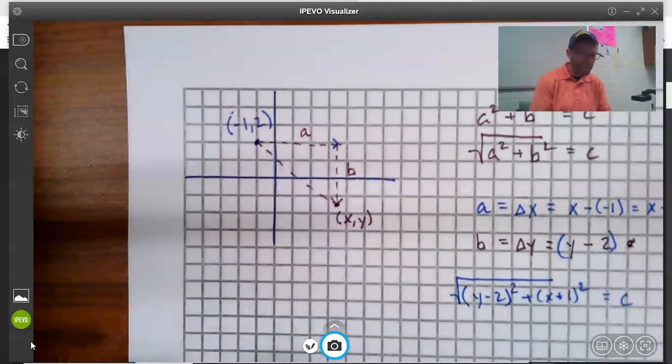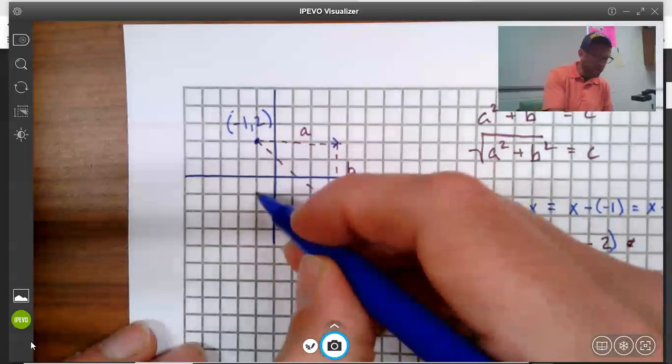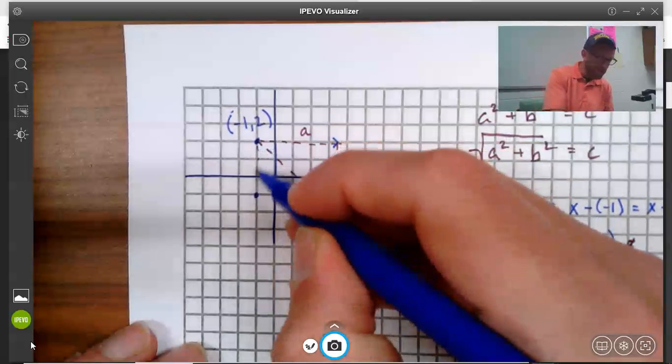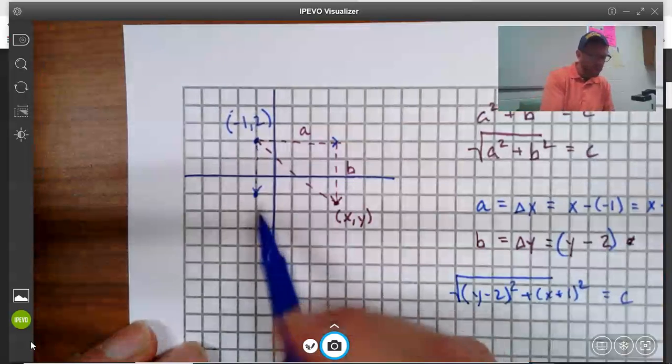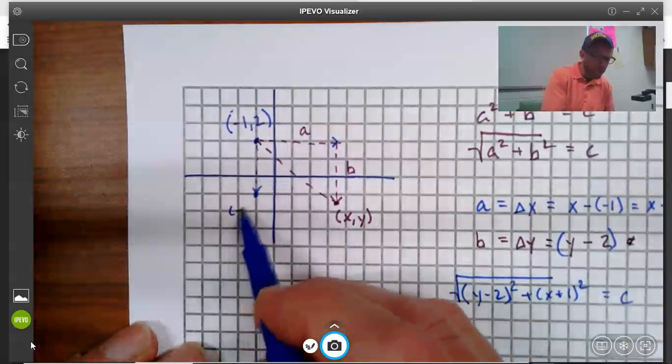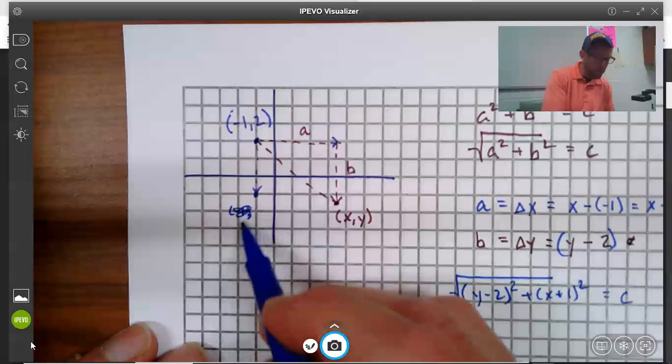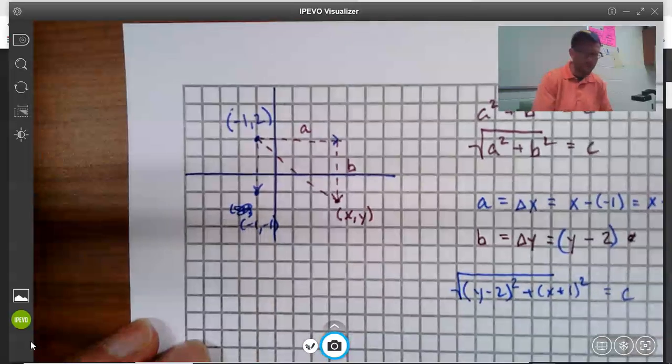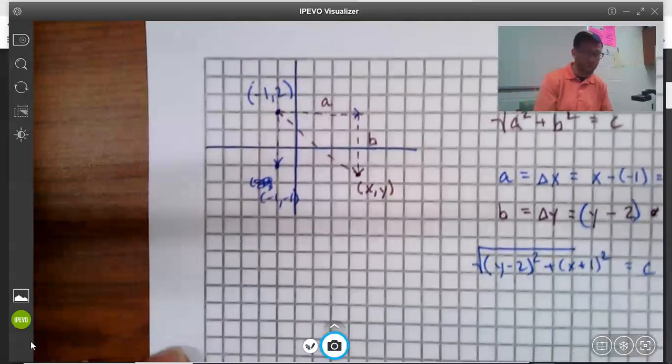So let's test our formula out. Let's pick an actual point. Say, for example, if I travel straight down to here. So this point is -1, -1. Okay, so let's plug those in as our xy coordinates and see what happens.